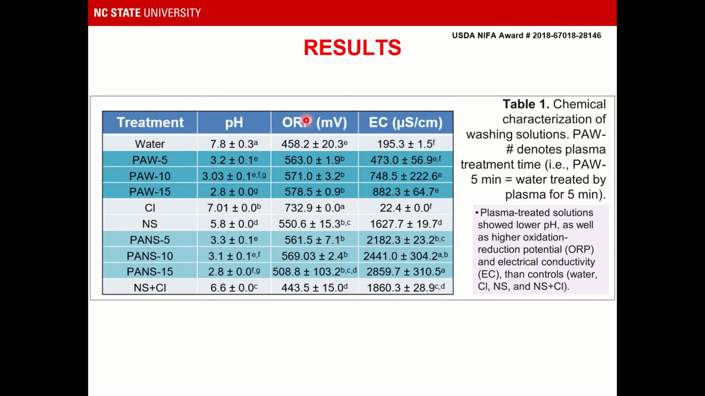Looking at the pH, ORP, and EC, we can compare the control liquids in the light blue bar to the plasma-treated liquids in the dark blue bar and see that plasma liquids had a lower pH, increase in ORP, and increase in EC. This is due to the plasma treatment generating reactive species and ions, which can then in the liquid participate in oxidative chemical reactions.